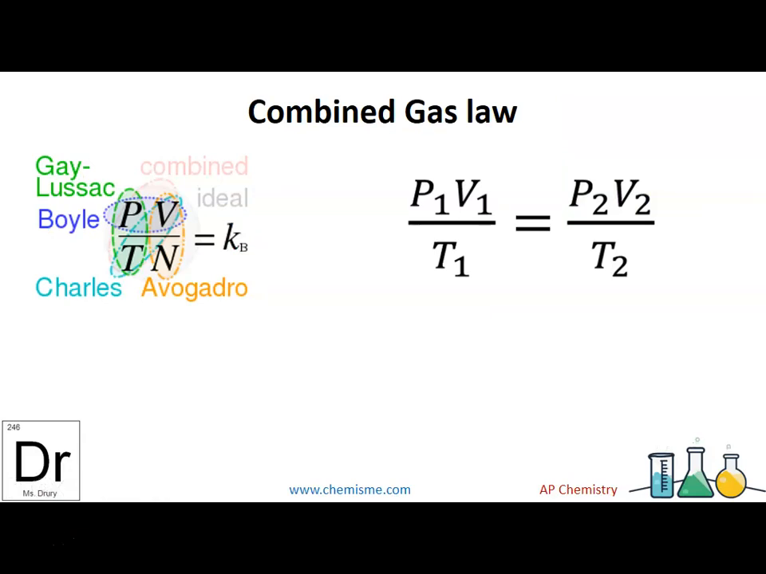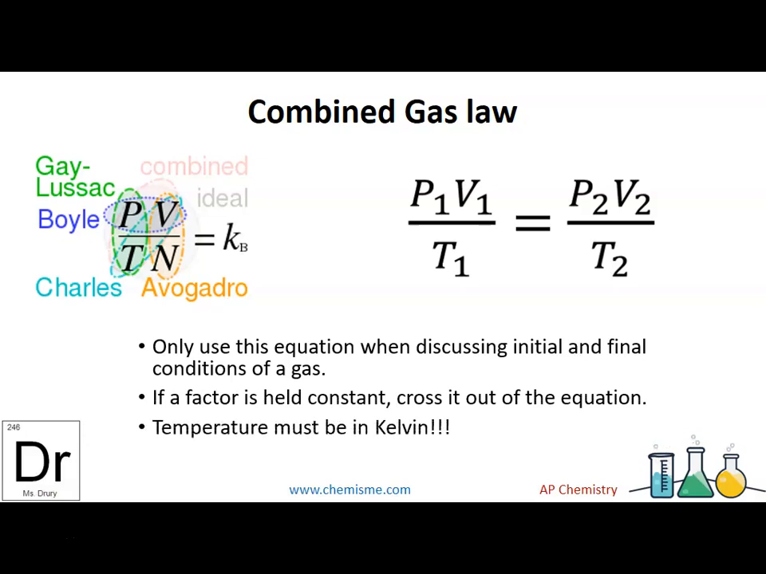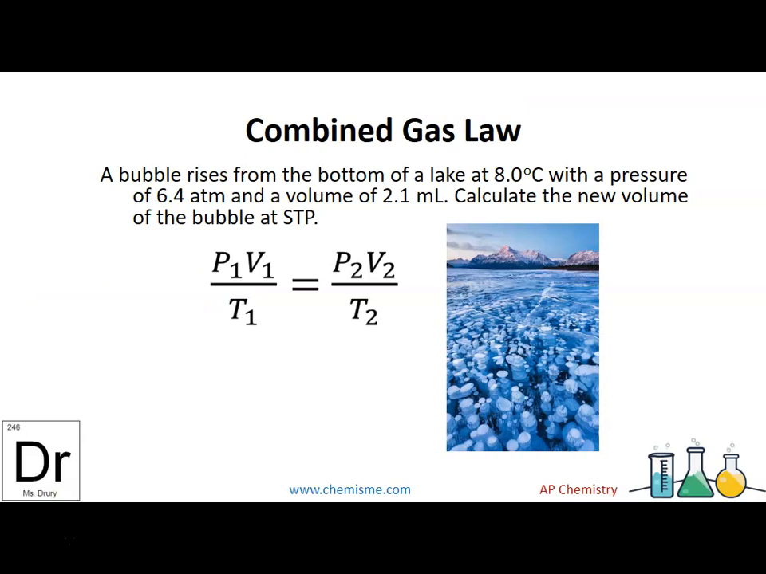Gay-Lussac, Boyle, Charles, and Avogadro combine to create the combined gas law, which is P1 V1 over T1 equals P2 V2 over T2. You use this equation when discussing initial and final conditions of a gas, and if a factor is held constant, you can completely cross it out and eliminate it from the equation. The temperature has to be in Kelvin because Celsius temperatures can go negative or even 0, and in that case that would completely screw up all your calculations.